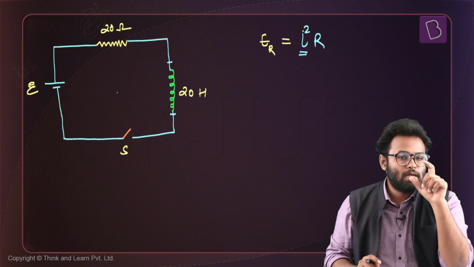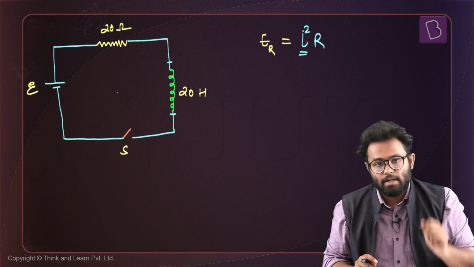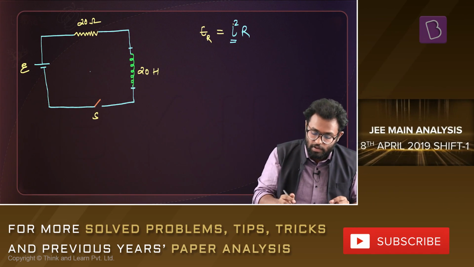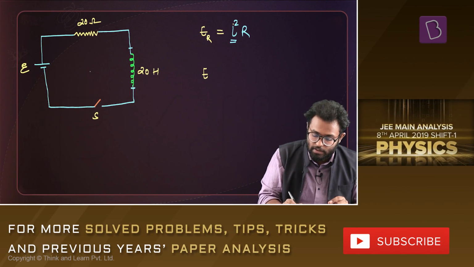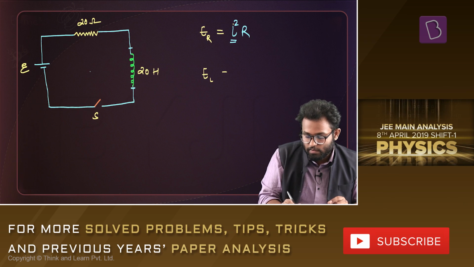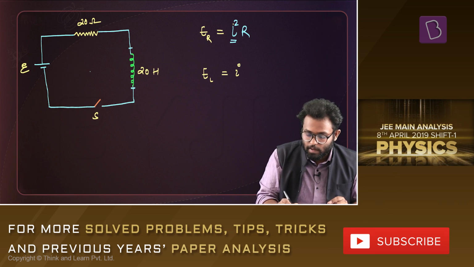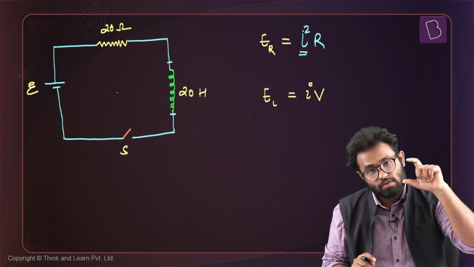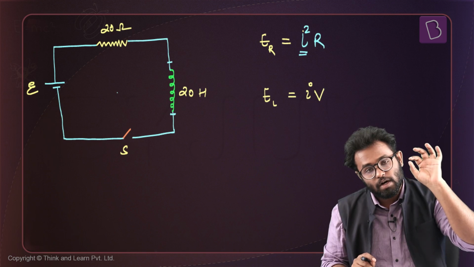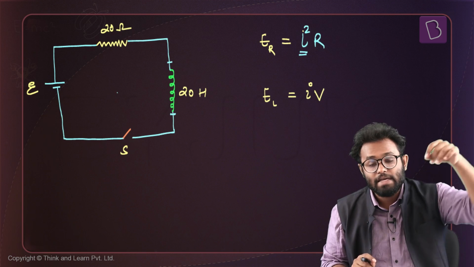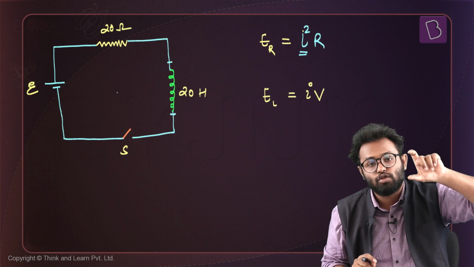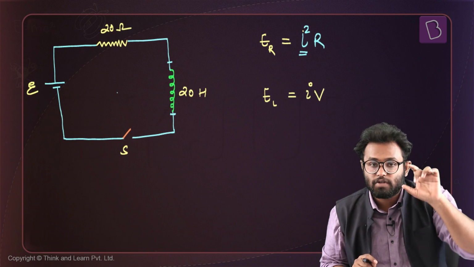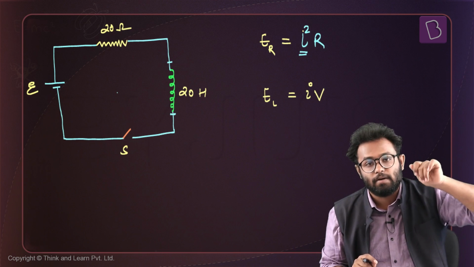Now there's some rate at which the energy is being stored at the inductor. At what rate is the energy being stored at the inductor? That is given by the current times the potential difference across the inductor. Potential difference is basically the work done per unit charge. I is the rate at which the charges are coming. When you multiply both of them, you basically get an expression for power. And this is the power, or the rate at which energy is being stored at the inductor.